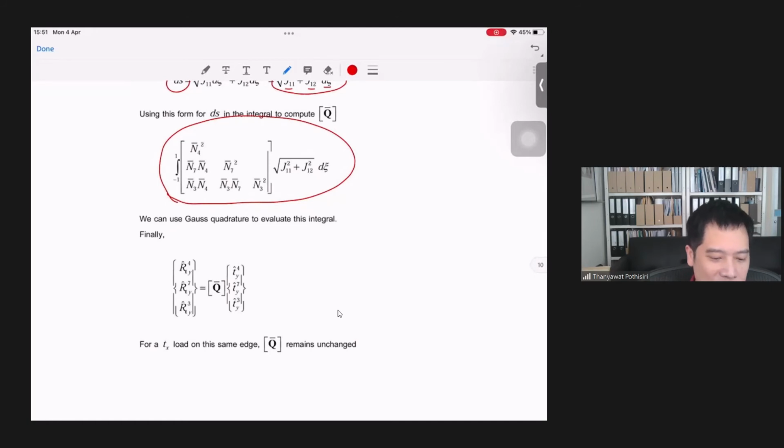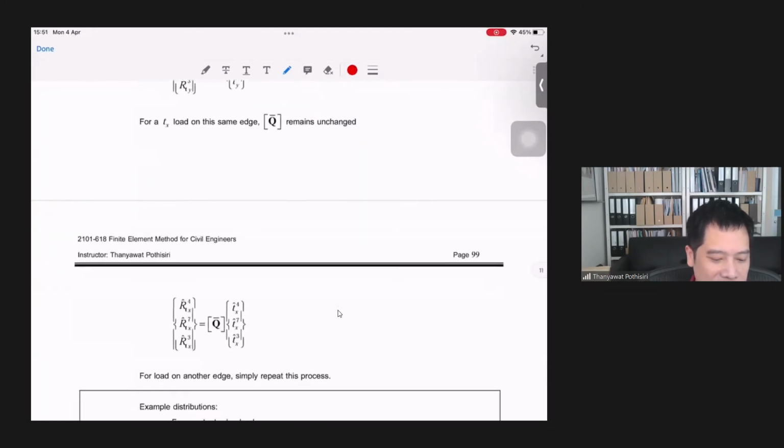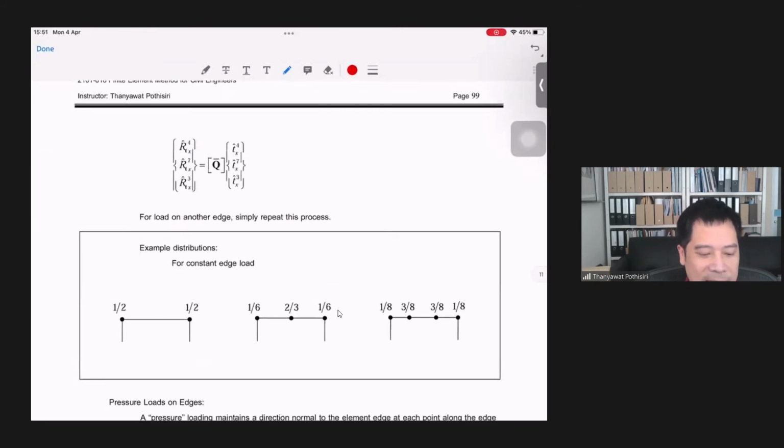All right, so in the end, you can find the work equivalent traction that would act at each node. So this is an example of the distribution of the traction on the edge for constant traction. Now, in this case, you have traction acting only in one direction.